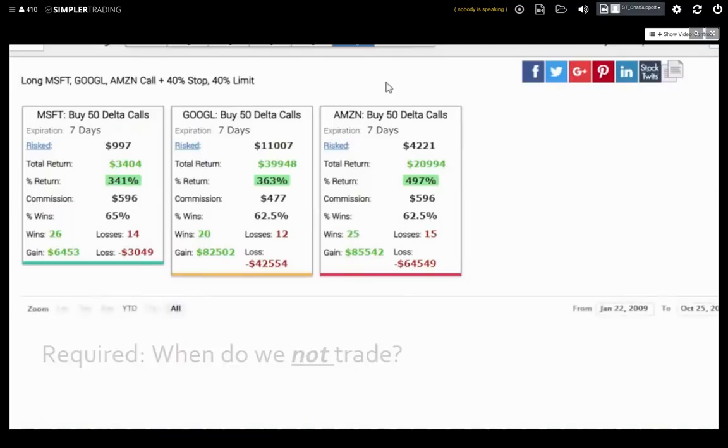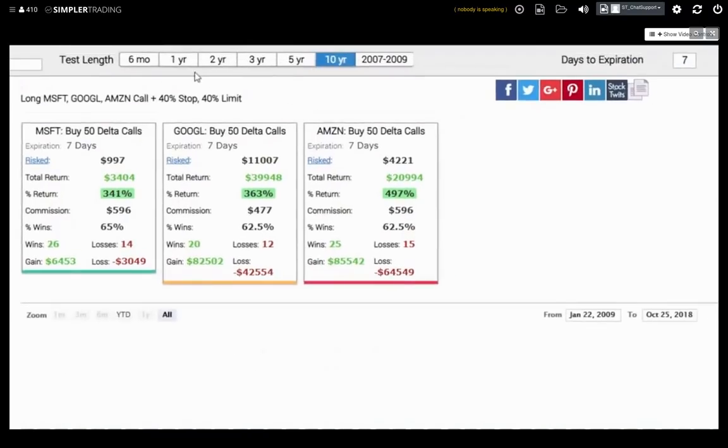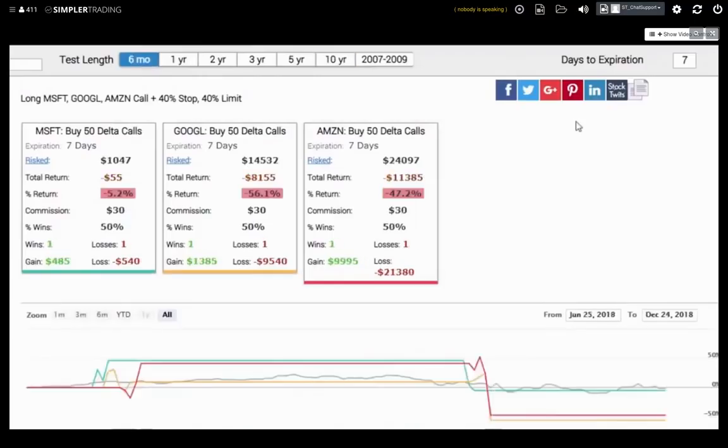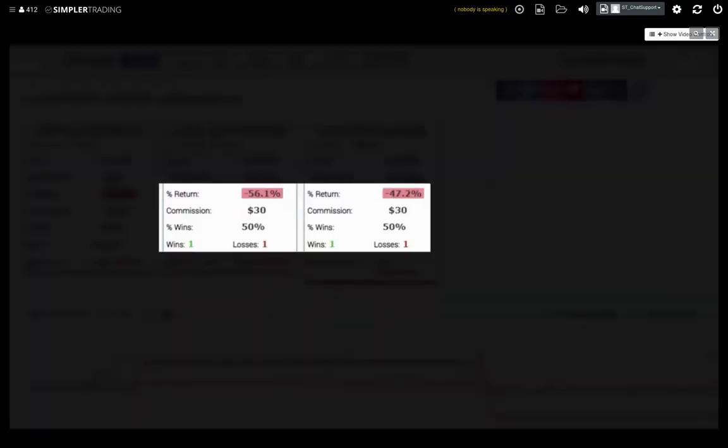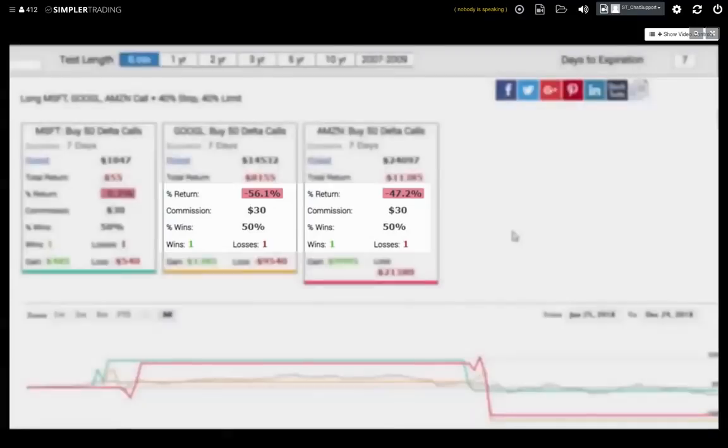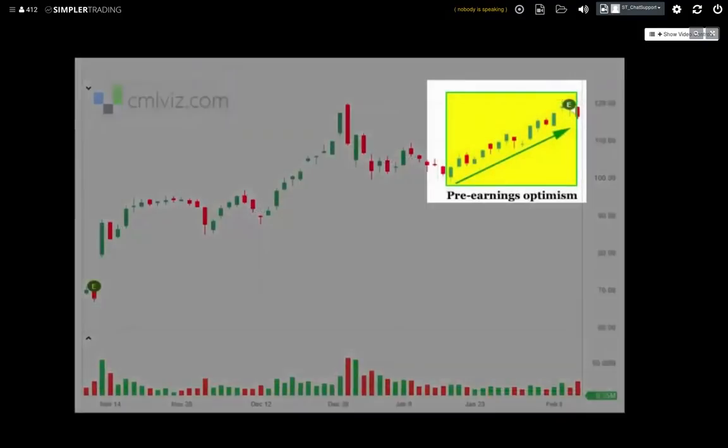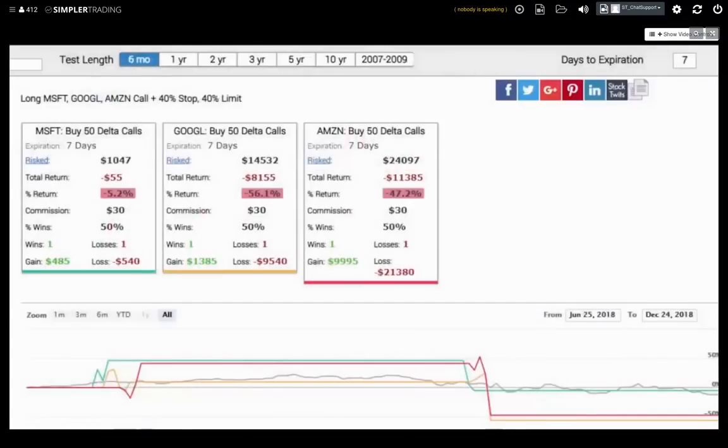So let's take this exact same test and let's just look at what happened over the last 6 months. And what do you know? All 3 of these have now turned into losers. Google and Amazon in particular have been monstrous losers on just 2 trades. So does that mean this pre-earnings optimism that we talked about before no longer occurs? Or if it does, how do we know when it's going to occur?